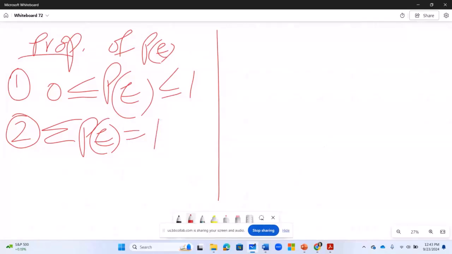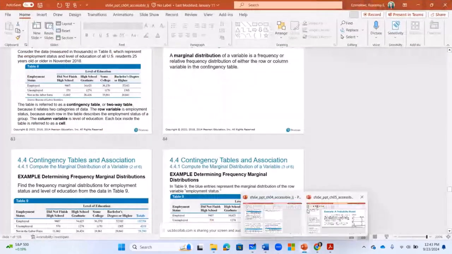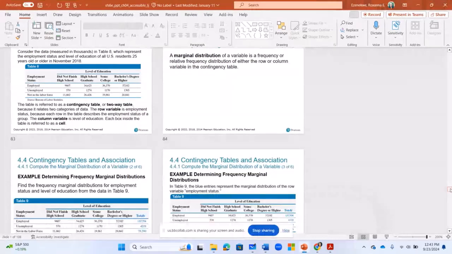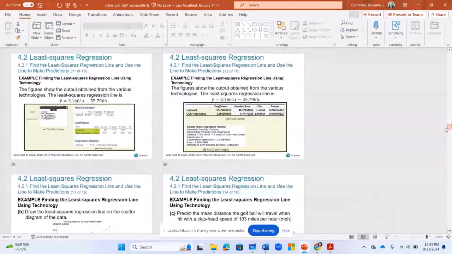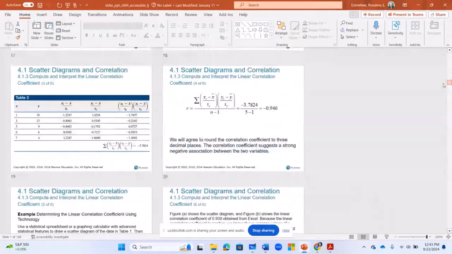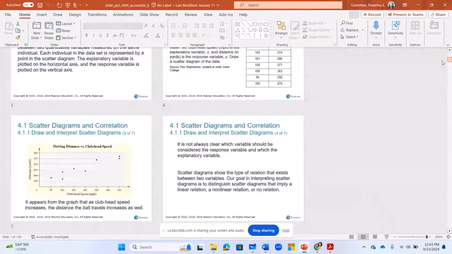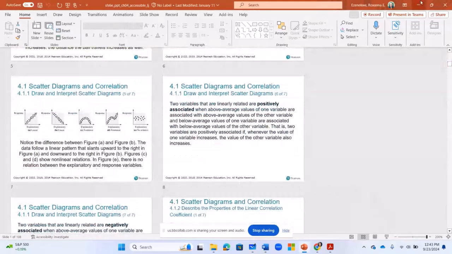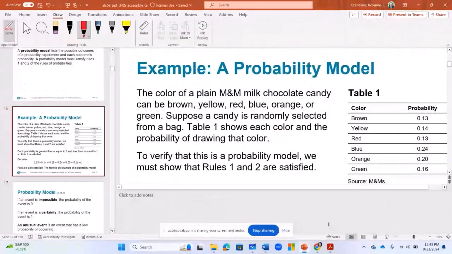So that is what this table is showing us. The table is trying to show that if I add all the probabilities, I must get 1. If the sum of all the probabilities is not 1, then it is not a probability distribution.